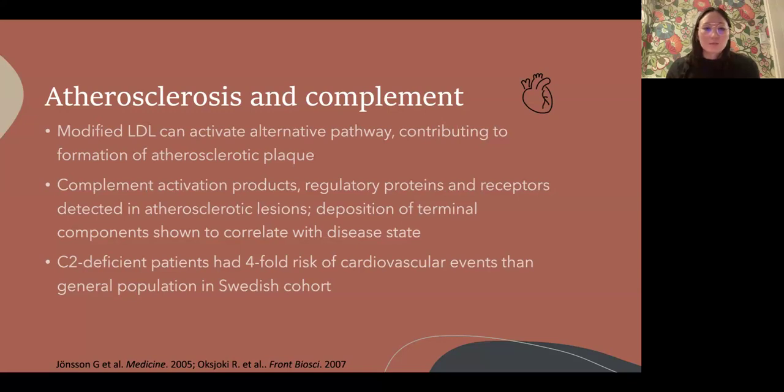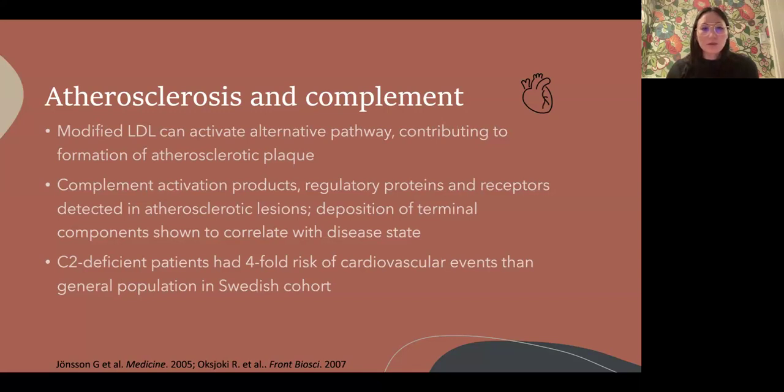And then when they were studying this larger cohort of C2 deficient patients in Sweden, it was found that patients with C2 deficiency had a fourfold increased risk of cardiovascular events than the general population there. So in that cohort, there were 40 patients, and they followed them over 25 years. And a lot of patients at a fourfold risk developed heart attacks, strokes. Some of them had multiple events, and this was thought to be related to their C2 deficiency.